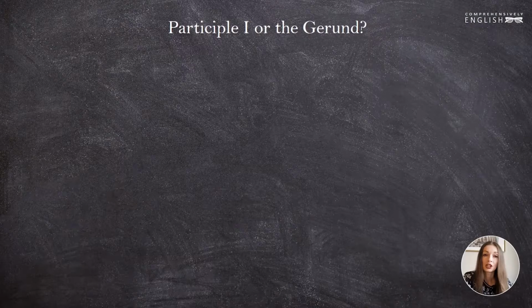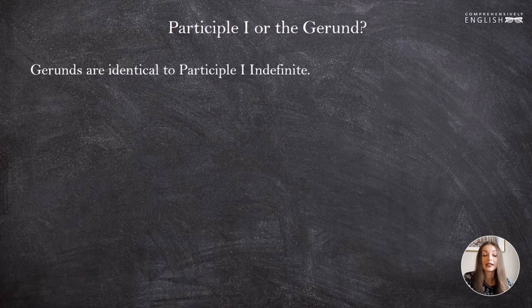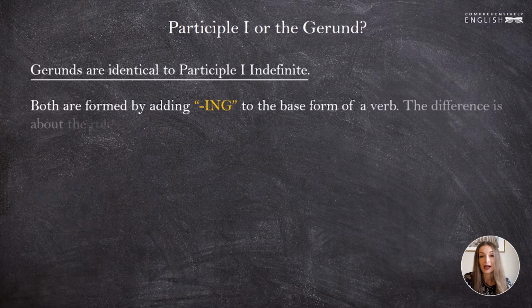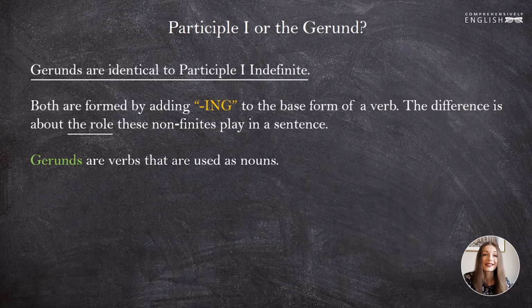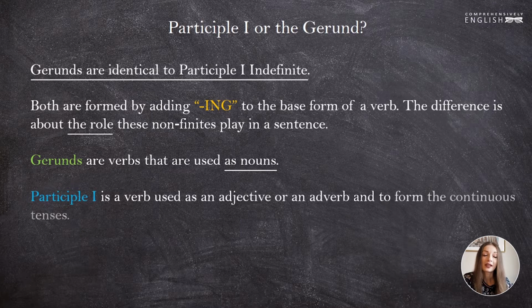Now let's talk about the difference between participle I and the gerund. How can we say whether the ing form we are dealing with is participle I or a gerund? Gerunds are identical to participle I indefinite. Both are formed by adding the suffix ing to the base form of a verb. The difference is, as we already have mentioned, the role that these non-finites play in a sentence. Gerunds are verbs that are used as nouns. Participle I is a verb that is used as an adjective or an adverb and to form continuous or progressive tenses.